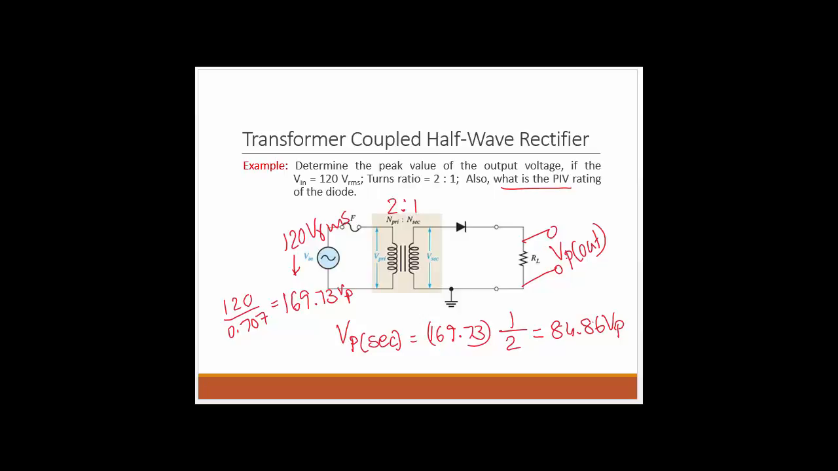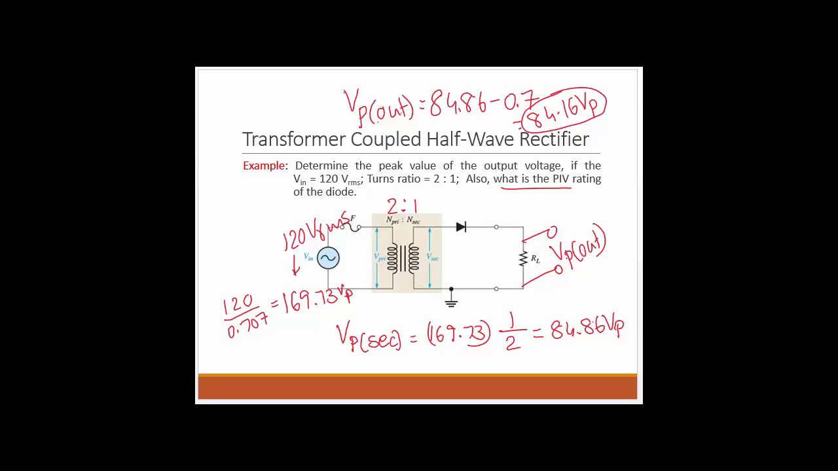But the peak output voltage is nothing but you take that 84.86 volts and subtract 0.7 volts, because when the diode is forward biased, you subtract that 0.7 volts. That will get you 84.16 volts peak. So this is the peak output voltage of the diode. 84.16 volts is the peak output voltage.